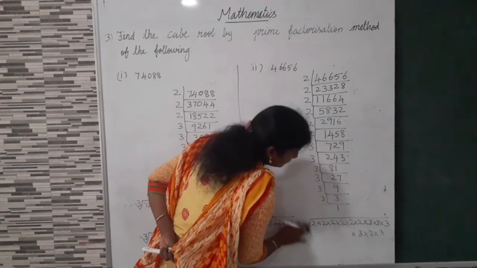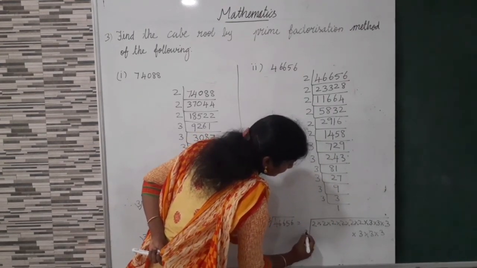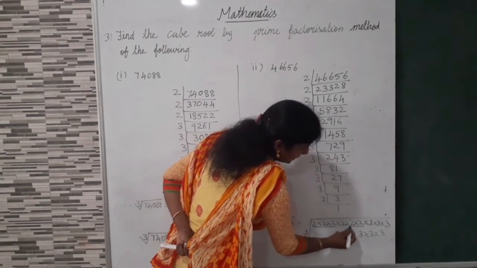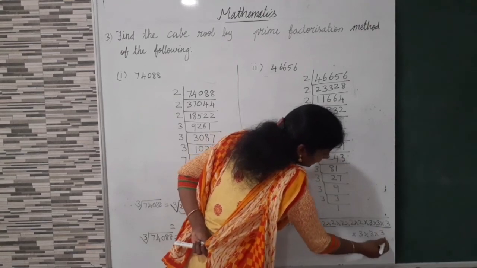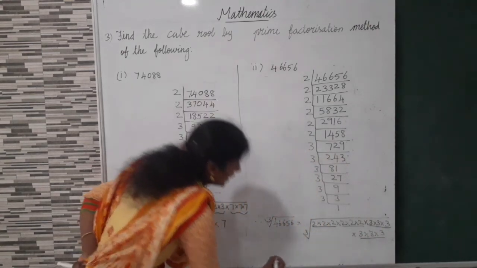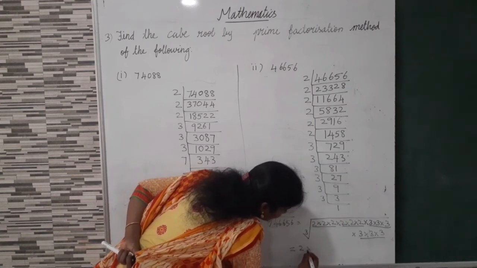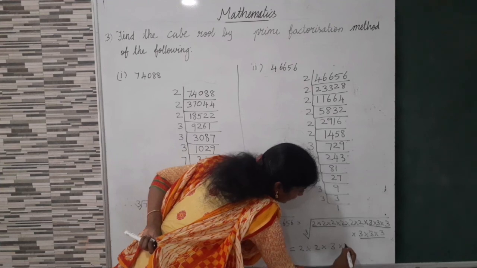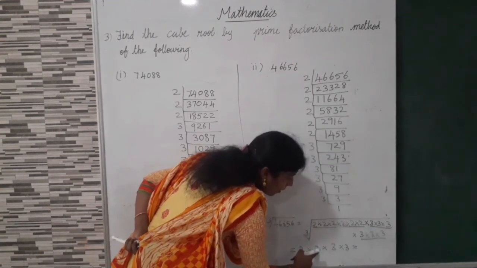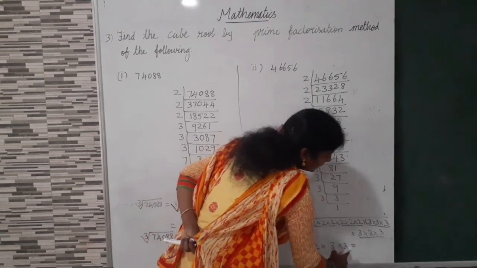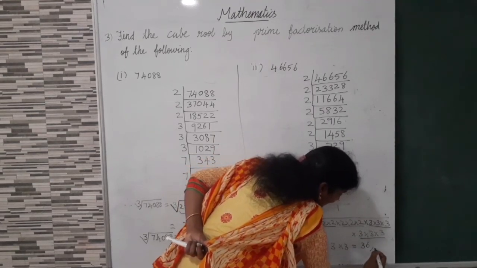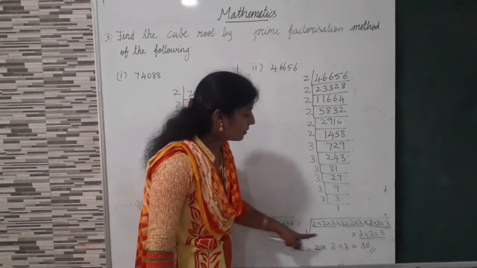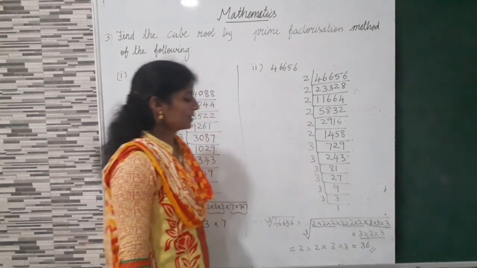Now we can take 3 in 1, take outside. 3 times 2, here 3 times 2, 3 times 3, then 3 times 3. So we can write 2 into 2 into 3 into 3 equal to 2 2s are 4, 4 3s are 12, 12 3s are 36. So cube root of 46,656 equal to 36 is the answer.